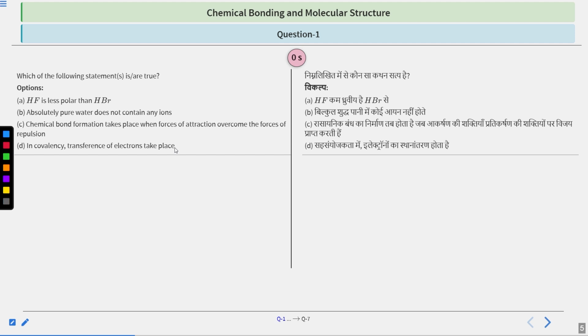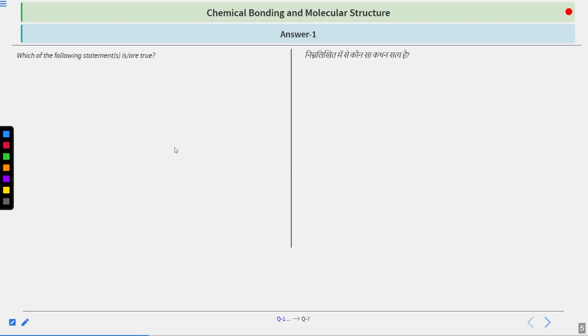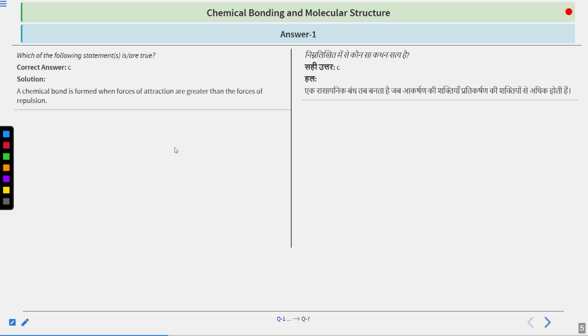Okay, let us see how we can solve it. We have to check which statement is correct. If you solve the question, the correct answer would be C, that a chemical bond is formed when forces of attraction are greater than the forces of repulsion. Whenever two atoms come together to make a chemical bond, there is an equilibrium between the force of attraction and the force of repulsion.